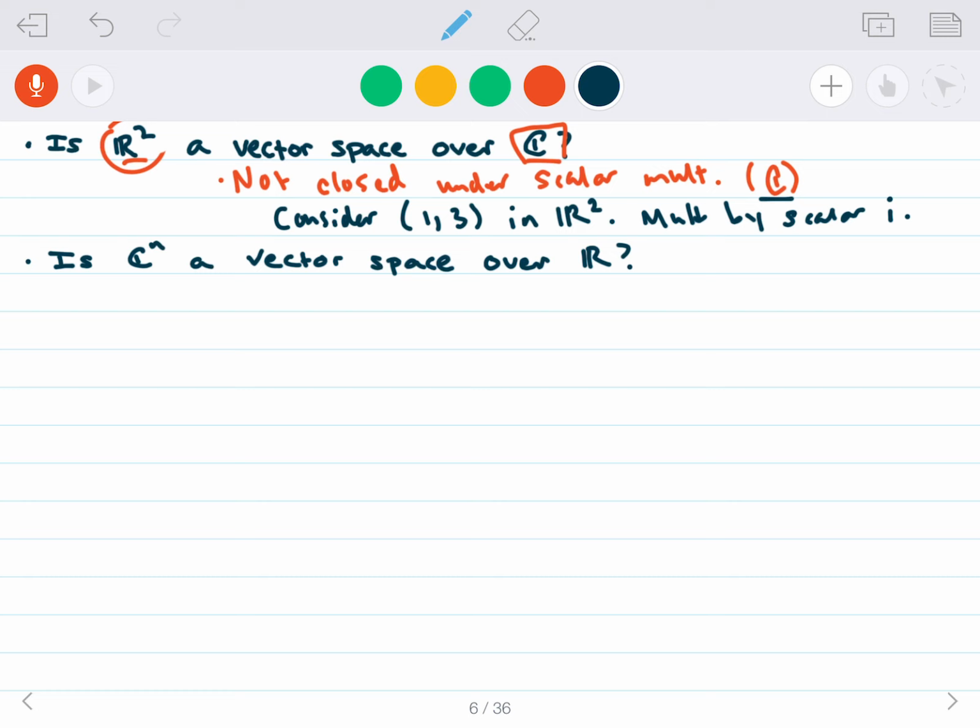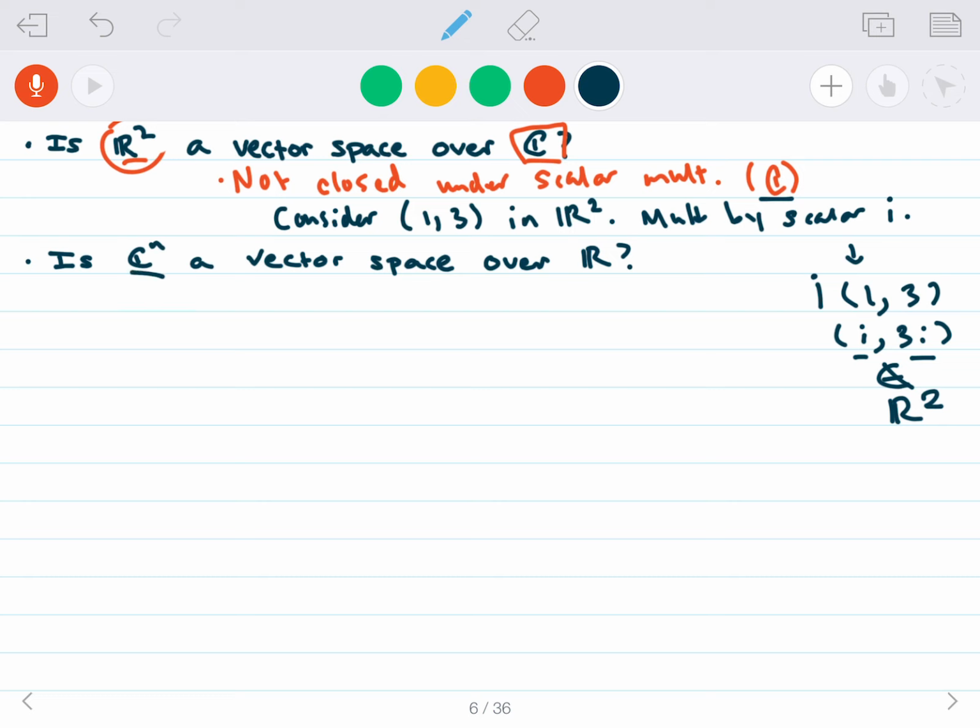So if we multiply by i, what we're going to get is i times (1, 3), which is (i, 3i), and this is not in R2. Remember, if it were, then both of these entries would have to be real. So this is not a vector space over C.